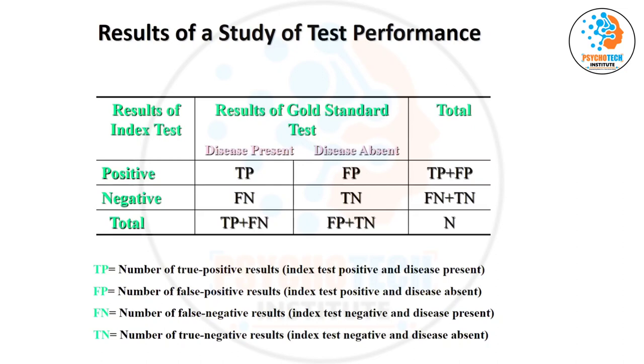Okay, false negative. That's why it's false negative. It's not the true negative. False positive, basically, is negative because the gold standard will say the disease is absent, but your test says it's positive. So that's why I mentioned it's false positive and true negative. It is basically disease absent, and your test also says it's negative. So that's why it's true negative.